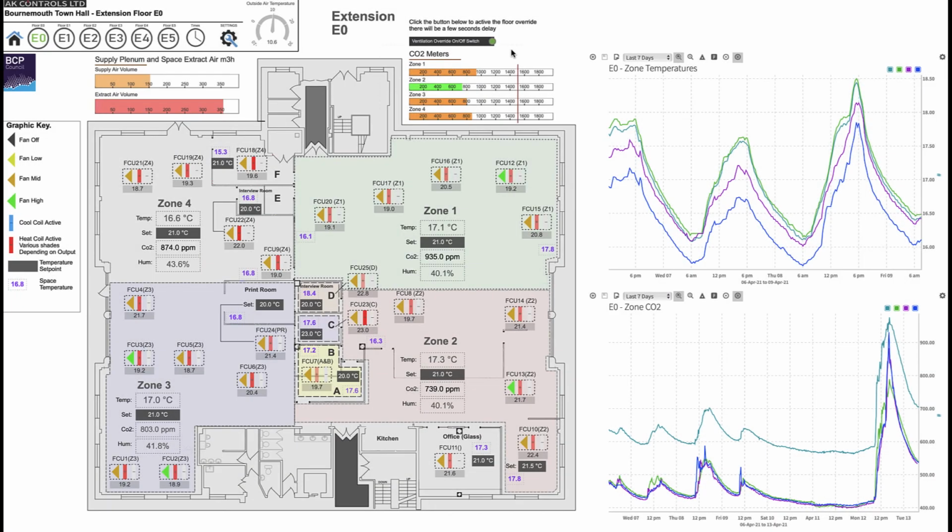Bar graphs displaying the current CO2 levels are color-coded based on a traffic light system. Green indicates levels are okay, orange indicates levels are rising, but within an acceptable range, red indicates levels are high. Additional bar graphs indicate the supply and extract air volumes in cubic meters per hour.